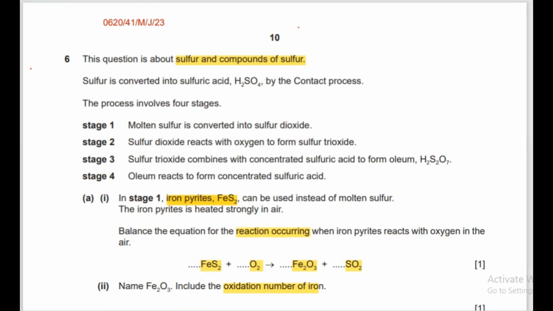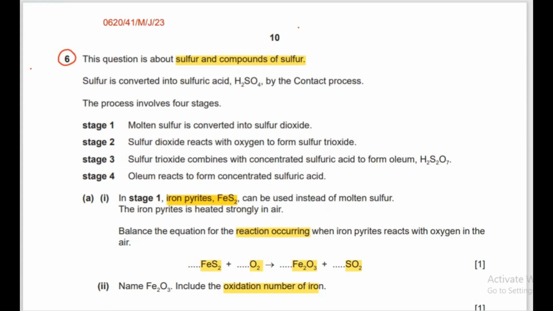Today we're going to discuss paper 41, May-June 2023. This is an IGCSE paper. In today's session, we're going to discuss question numbers 6 and 7. This question is about sulfur and its compounds.